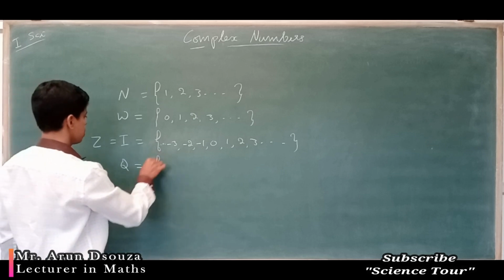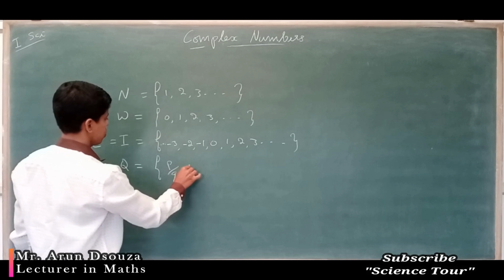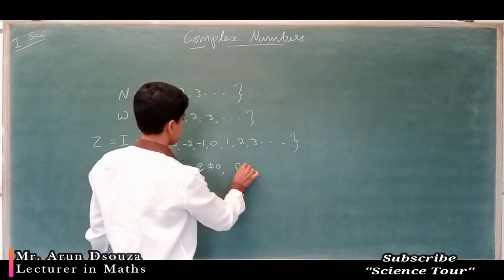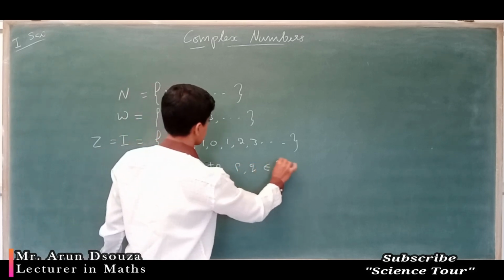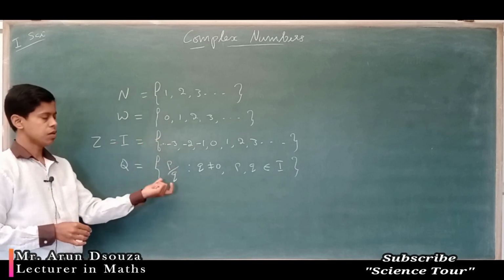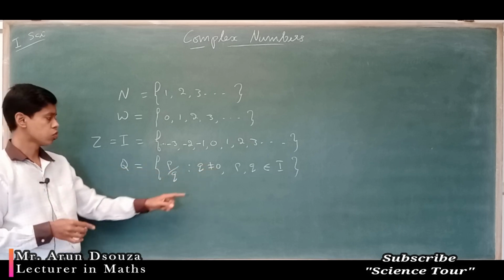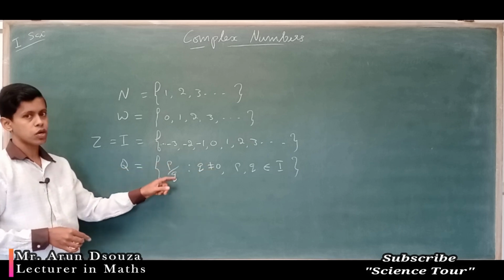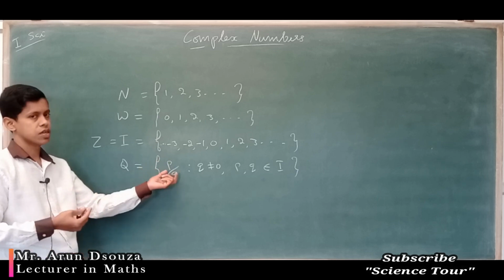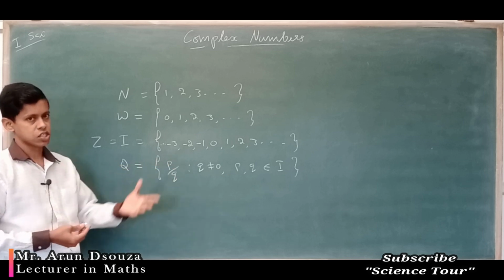Rational numbers are of the type p by q, where q is not equal to 0. And what are p and q? P and q belong to the set of integers. So you take two integers and write them in the form p by q, where q is not equal to 0, and there is one more condition: p and q should not have common factors. Then that is referred to as a rational number. Q is the set of all rational numbers.